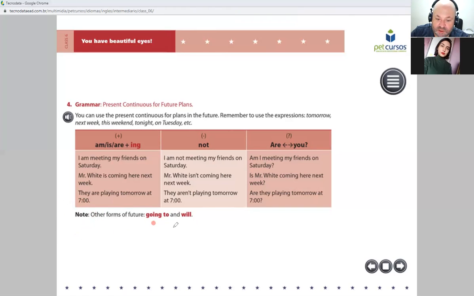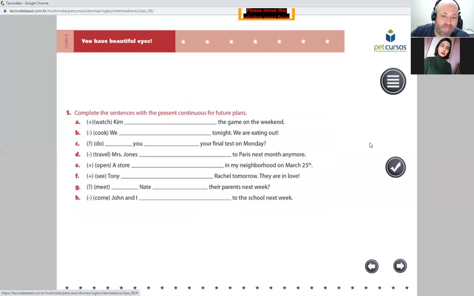There is a difference, né? Tem uma diferencinha entre eles lá, mas agora não vamos falar sobre isso. São todas formas de futuro. So, present continuous. All you have to do, né? Tudo que você tem que fazer is write the present continuous and you put a future expression.